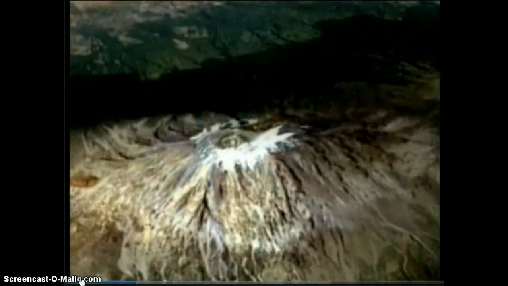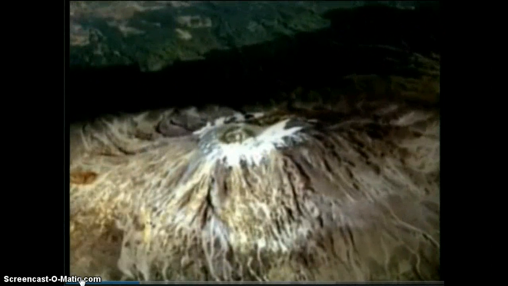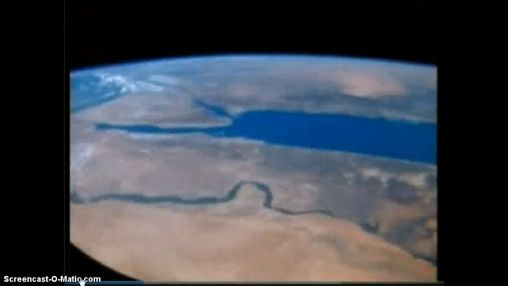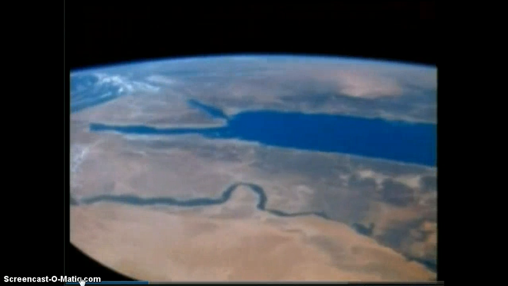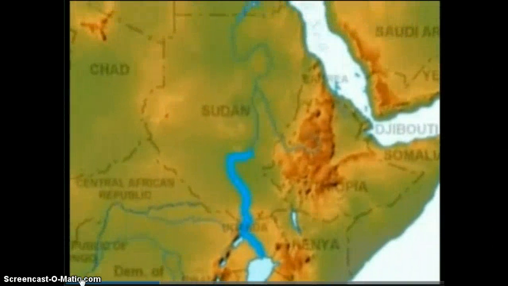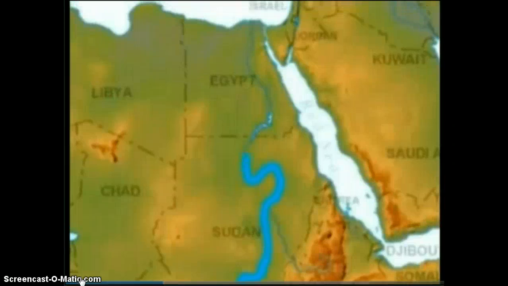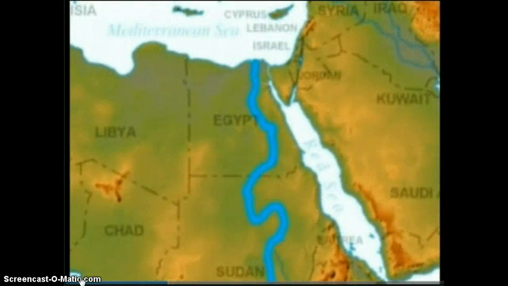There's Mount Kilimanjaro in Tanzania on the continent of Africa. Kilimanjaro is the highest mountain in Africa. Northwest of Tanzania, you can see the longest river in the world, the Nile. The Nile flows from Lake Victoria in Central Africa north to the Mediterranean Sea.